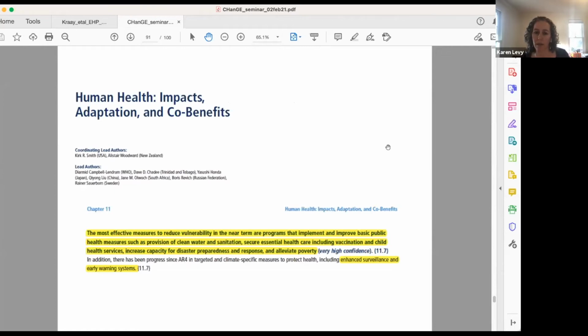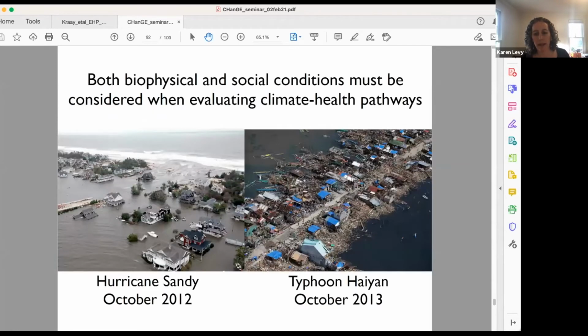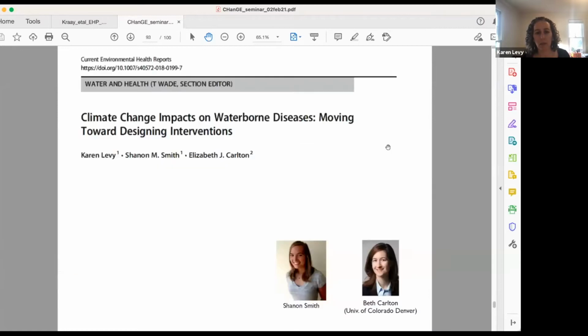In a lot of these issues, climate is in some ways an extra. If you have good water sanitation systems, then climate is going to have less of an impact than when you have these poor underlying conditions. So that gets back at this concept that I showed earlier. And just finally, when we're thinking about studying these issues, how do we move towards designing interventions?